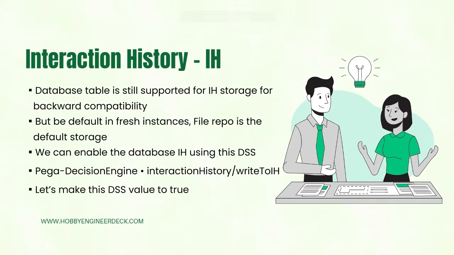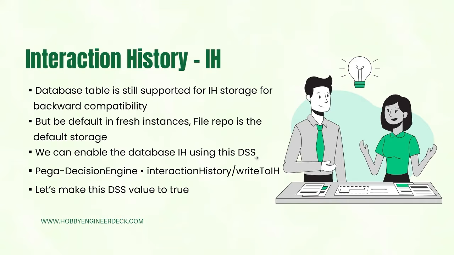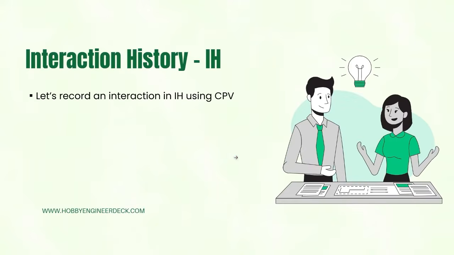So when you turn on this DSS, it will enable writing of the interaction history records to the database as well. That means it will not stop writing the data to the files. It will also write the data to files, and also it will write the data to database tables. Now let us record an interaction in IH using our customer profile viewer.